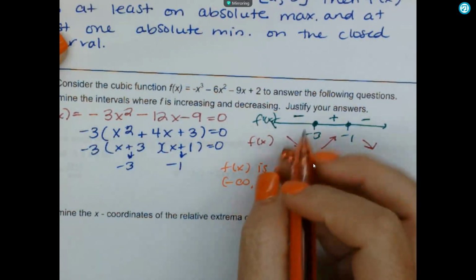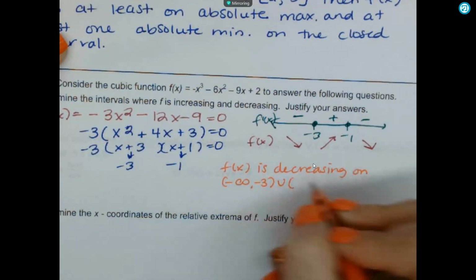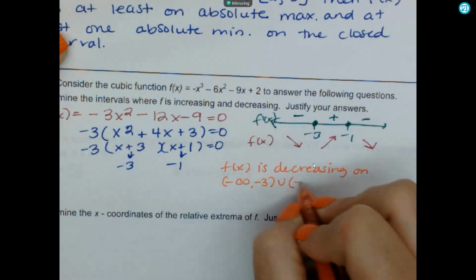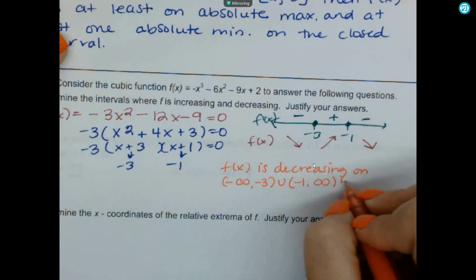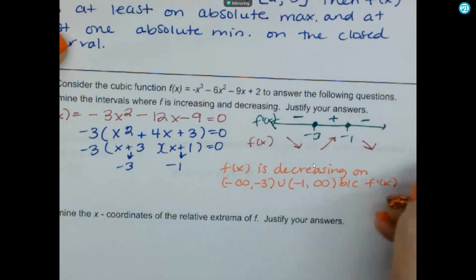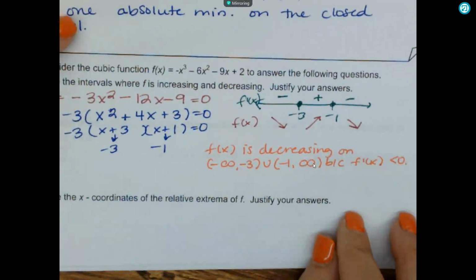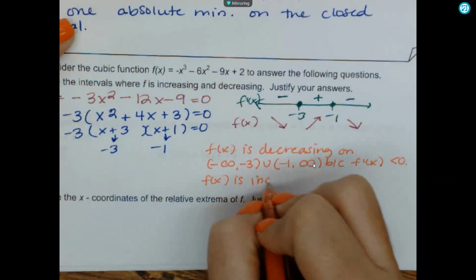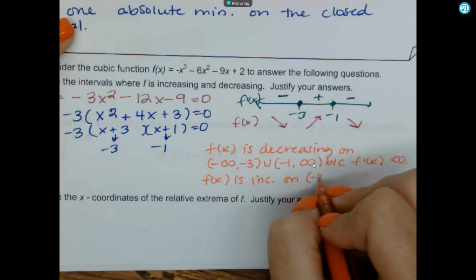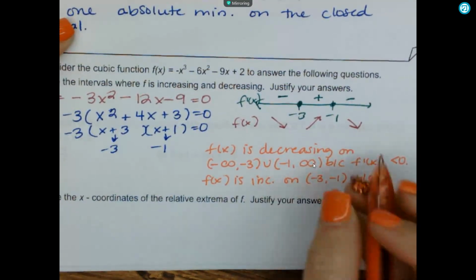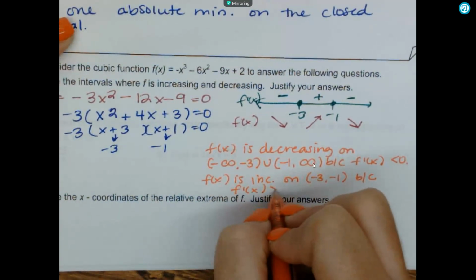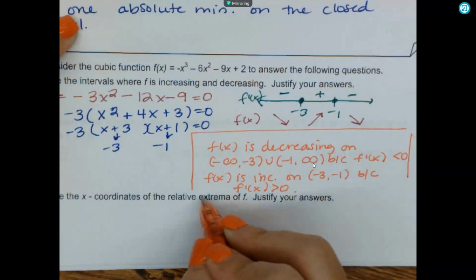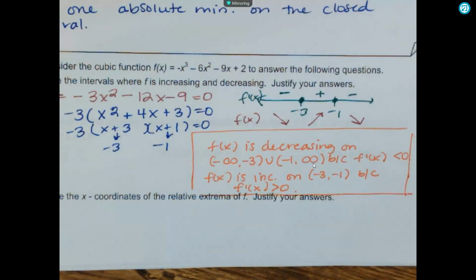Negative infinity to negative 3 union negative 1 to infinity, because f prime of x is less than 0. And then we can say that f of x is increasing on negative 3 to negative 1 because f prime of x is greater than 0. Okay, so that's old hat, as they used to say.